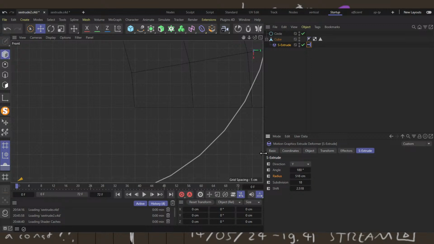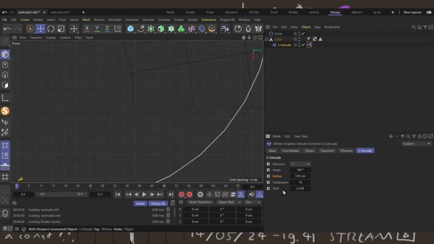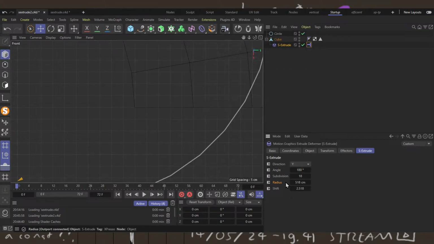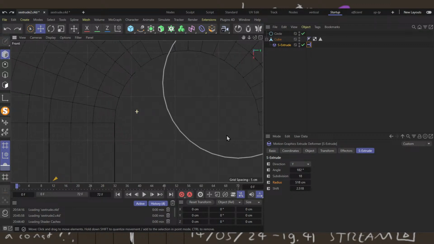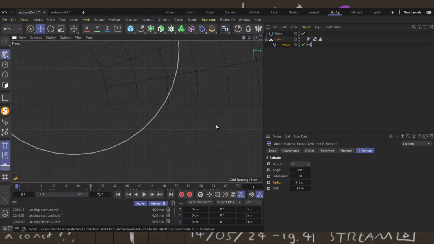Okay, it does make sense now. So angle, radius, and shift is one. I'm going to change this bit, so I'll put the radius down here. Angle, subdivision, radius, shift. Subdivision does change it, and angle should change it too, which is kind of ridiculous. But there has to be something controlling all this, but I don't know what it is.